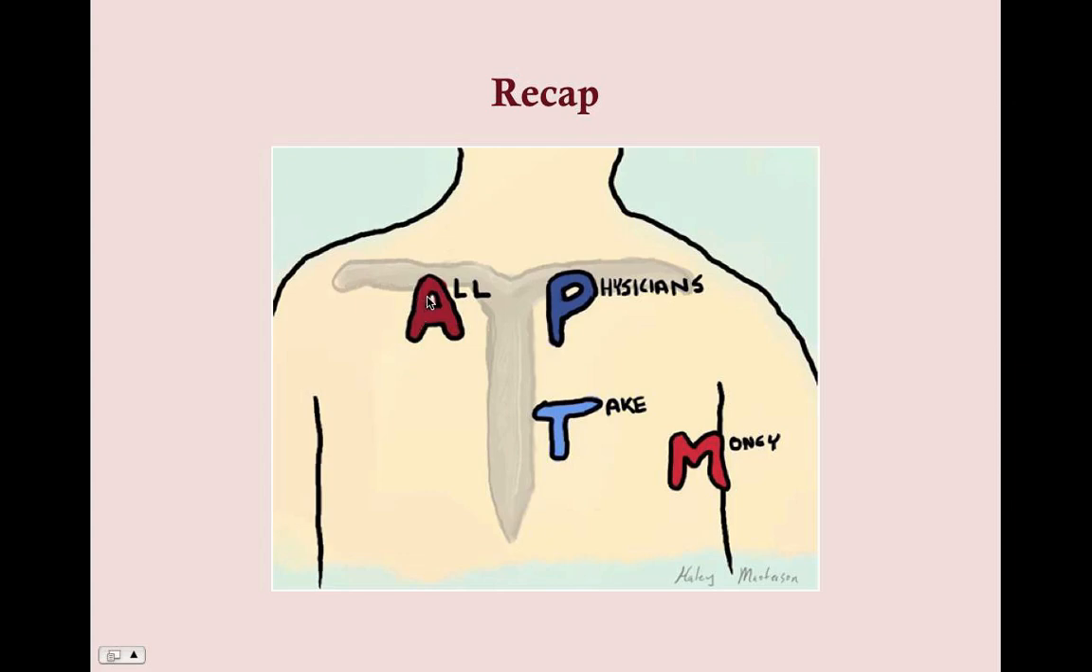You're going to hear all your aortic murmurs on the right upper sternal margin, all your pulmonary on the left upper sternal margin, all of your tricuspid on the left lower sternal margin, and all of your mitral murmurs on the apex. So all physicians take money. That's how you remember that. Upper right sternal, upper left sternal, lower left sternal, apex.